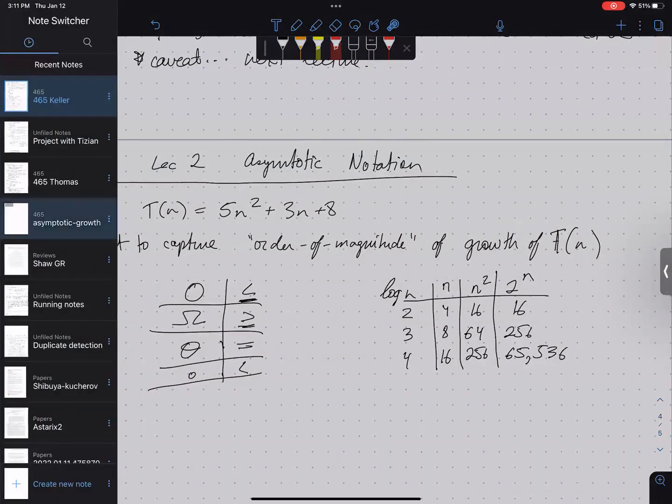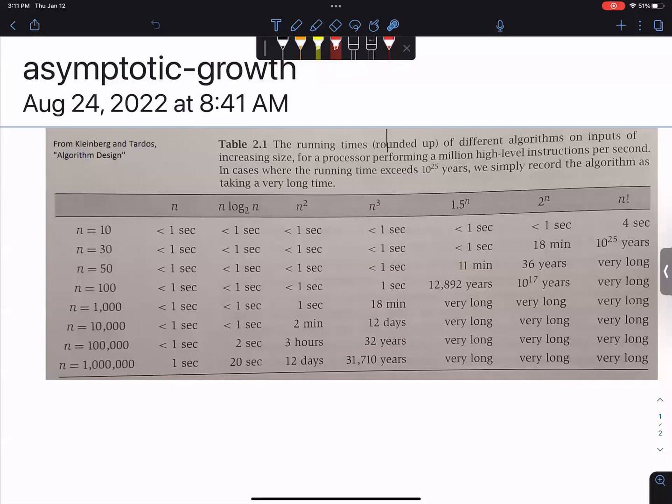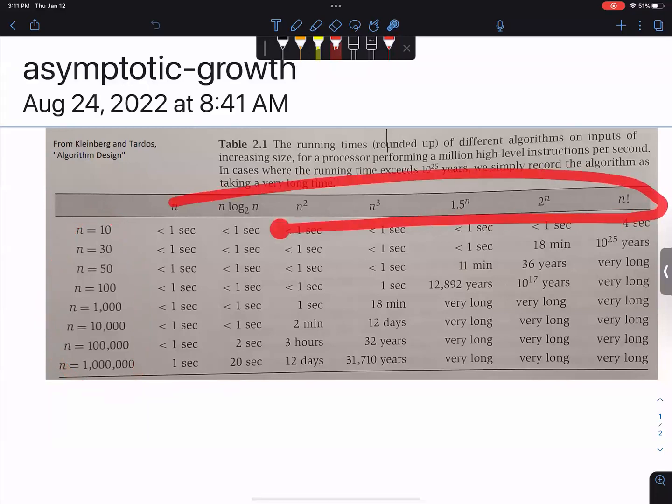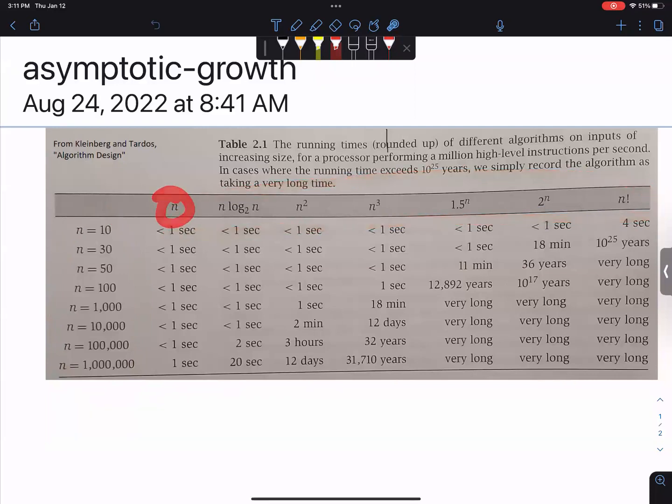I want to show you some real numbers from another textbook. So here, there are different values of n, 10, 30, all the way to 1,000,000. And here there are more functions being shown: n log n, n squared, n cubed, 1.5 to the n, 2 to the n, and n factorial. And what this is showing is, given a typical processor, if you were to run this many instructions, like n squared instructions with this value of n, this is how long it would take.